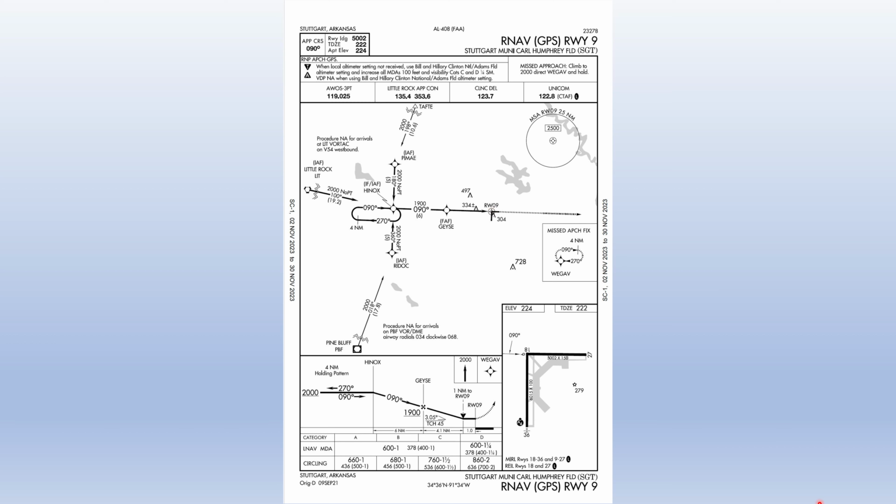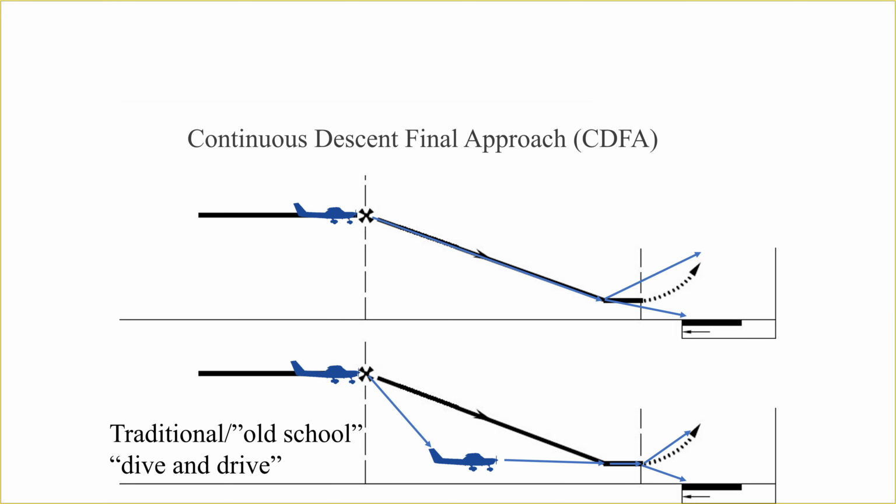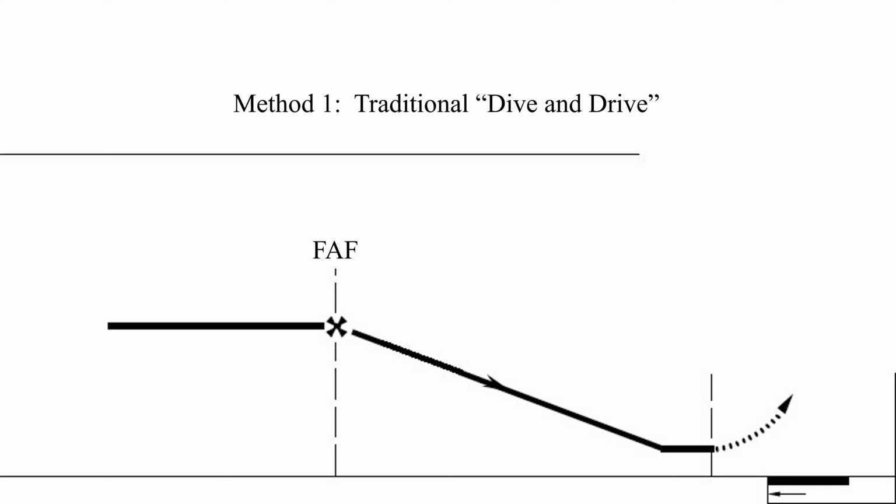So let's talk a little bit about how we are going to do the vertical descent on this type of approach. There are 2 methods you can use to descend on an approach without vertical guidance: the traditional old school dive and drive method, or the newer continuous descent final approach method. With the dive and drive method, you hit your final approach fix, then descend rapidly to and level at your MDA. You then fly level at the MDA until you get the runway in sight and descend for a visual landing, or hit the missed approach point and execute the missed approach.